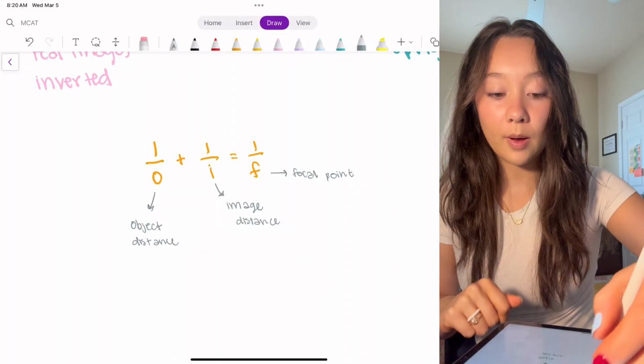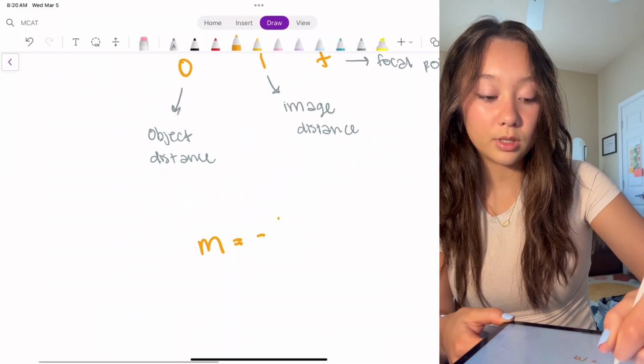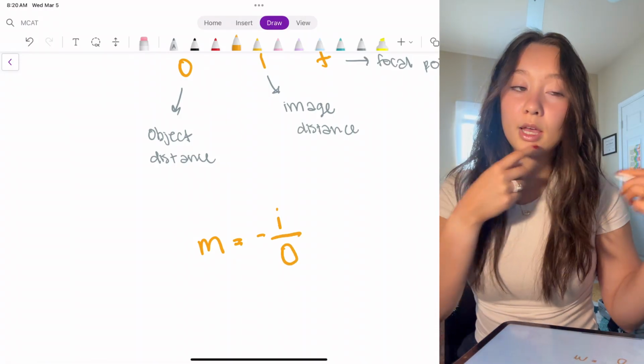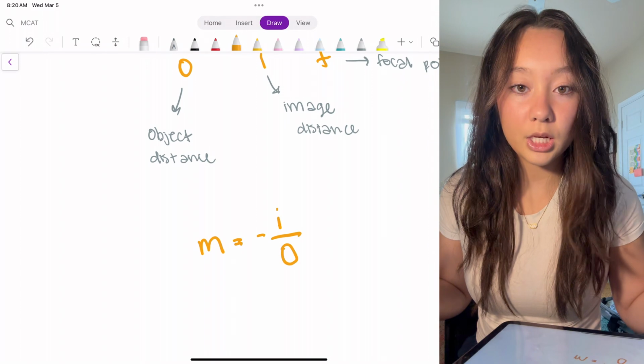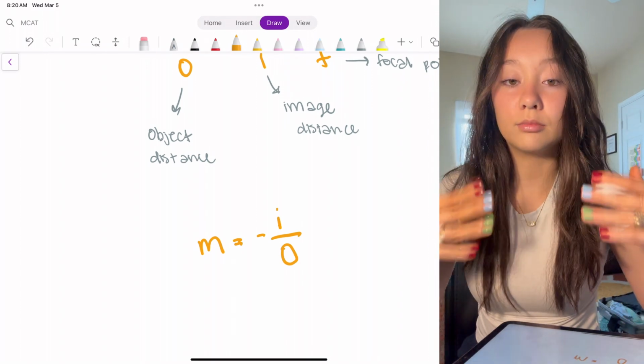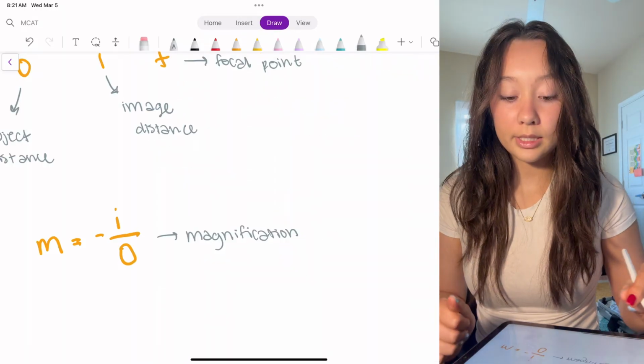We can also talk about magnification. That's M, and that is equal to negative the relationship of where the image is versus where the object is. And this should make sense, because if the image is getting larger while the object is staying the same, it's obviously getting multiplied, it's getting magnified. So I'll put magnification. Okay, and that's it for mirrors.